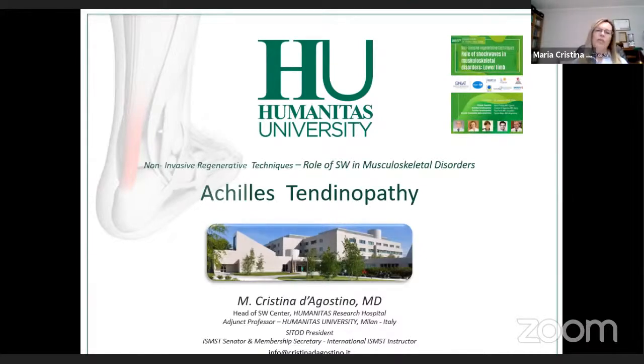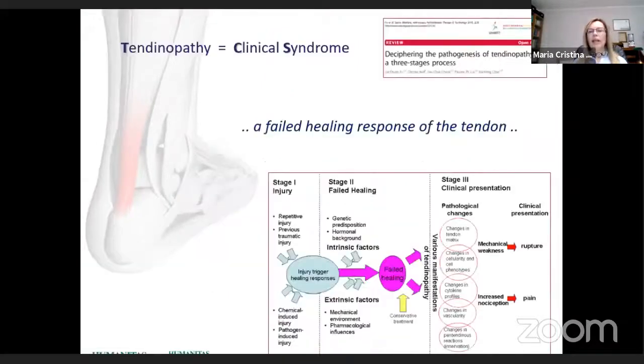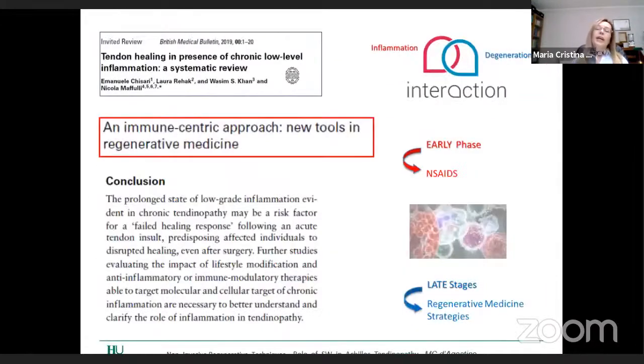So we are going to talk about a very interesting, a very important topic in musculoskeletal lower limb pathology. We all know that tendinopathy from a general point of view is a clinical syndrome. And nowadays, the most accredited hypothesis for the pathogenesis of tendinopathy is a so-called failed healing response of the tendon. But in very recent years, the focus of attention has moved from inflammation to degeneration and to the innate immunity.